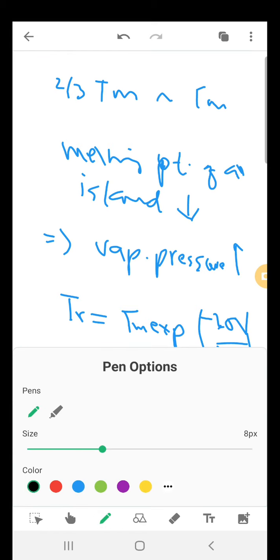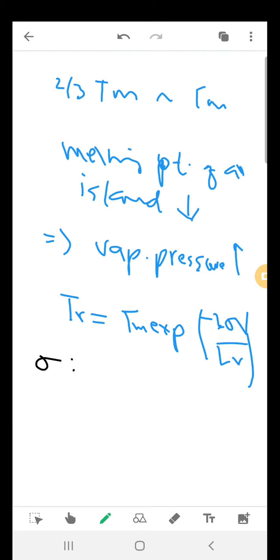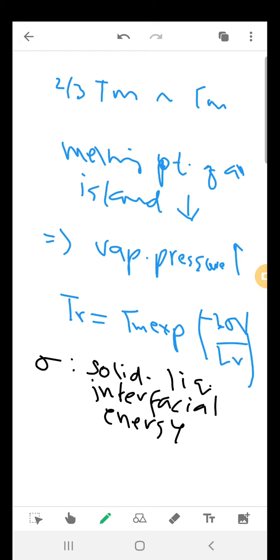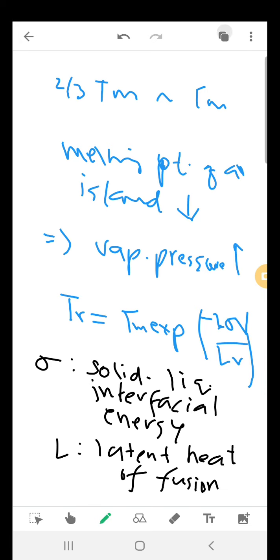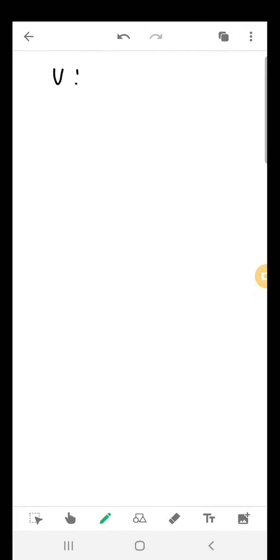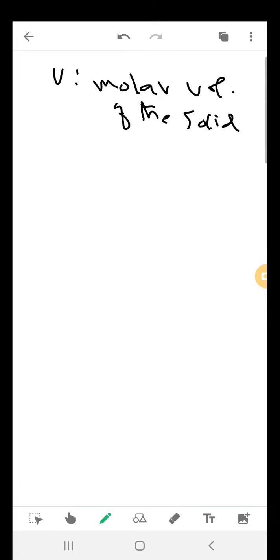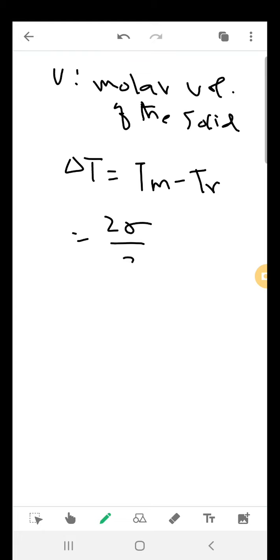where sigma is the solid-liquid interfacial energy, L is the latent heat of fusion, and V is the molar volume of the solid. This difference in temperature between the original and the decreased melting point is delta T, and this delta T is equal to 2 sigma Tm by L into V into R, where R is the radius of the nucleus.